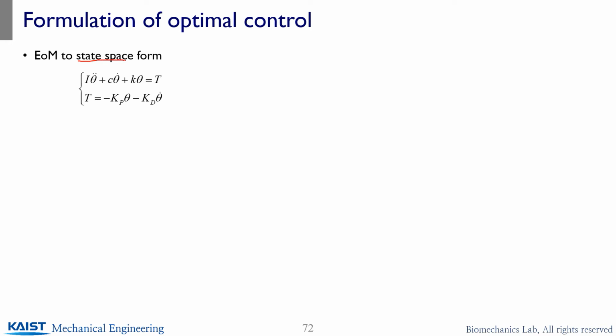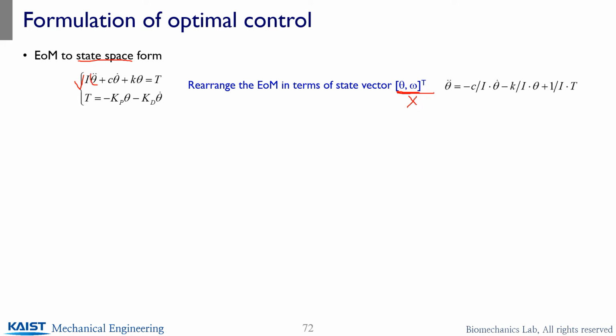I'm going to briefly introduce the state space form of the equations of motion. The equations of motion we have handled so far are in the ordinary differential equation form. But to make it a matrix form, I'm going to set a state vector as theta and theta dot, and rearrange everything in terms of the state vector x. To do so, I have to formulate theta double dot in terms of theta and theta dot.